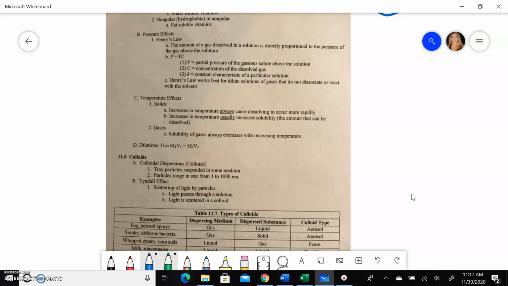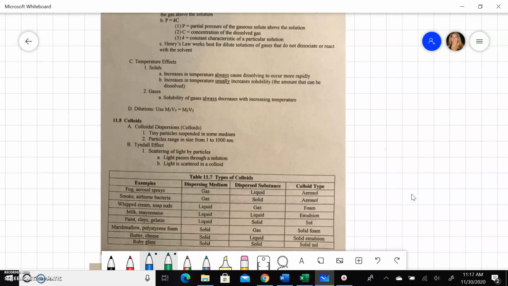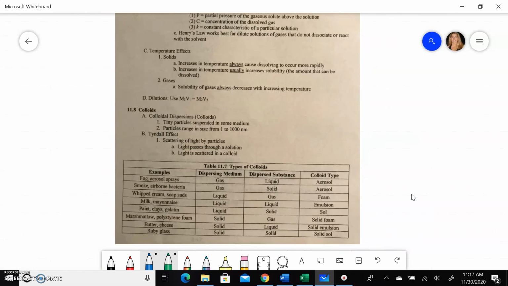For gases, it's the opposite. So when you think about your carbonated soda, the colder it is, the more carbonated it can be. So that's the opposite. The colder the temperature, the lower the temperature, the more carbonated you can have it. We've used this equation before. If you're doing dilutions for these solutions, remember you use M1V1 equals M2V2.